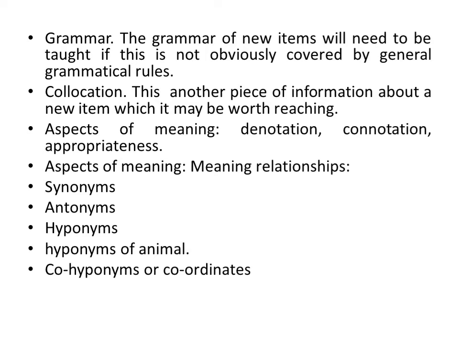The students need to learn collocations. This is another piece of information about a new item which it may be worth teaching. It's related to the order in which vocabulary items are introduced. Also, we have aspects of meaning like denotation, connotation, appropriateness, and meaning relationships: synonyms, antonyms, hyponyms, such as hyponyms of animals, and co-hyponyms or coordinates.